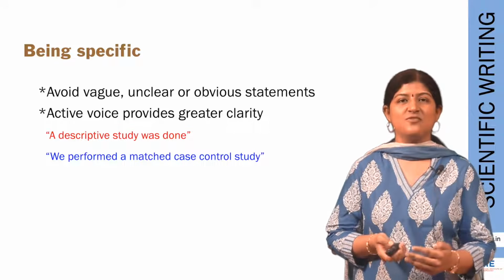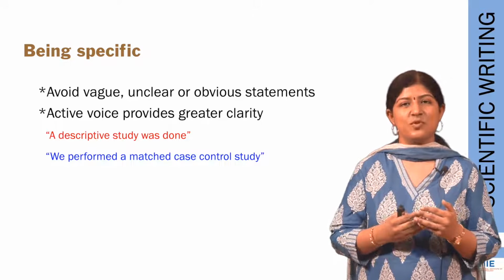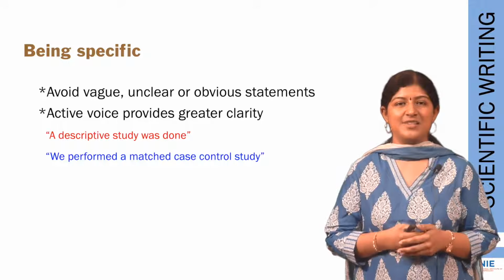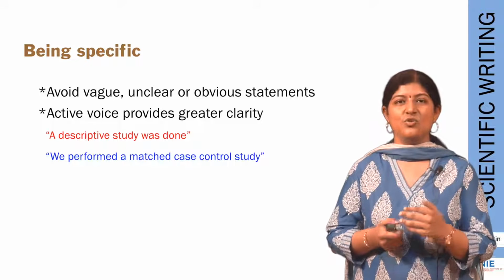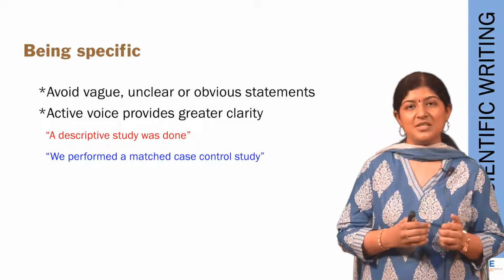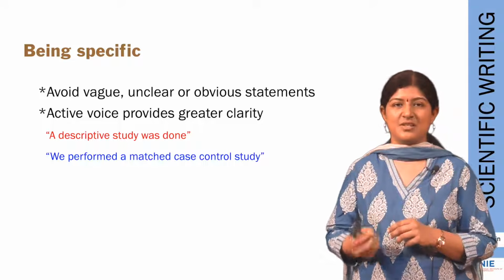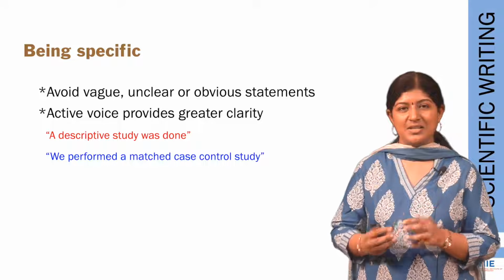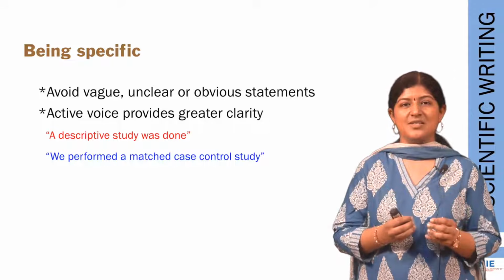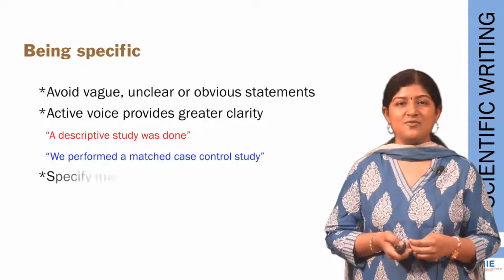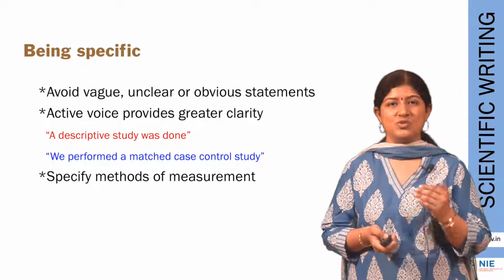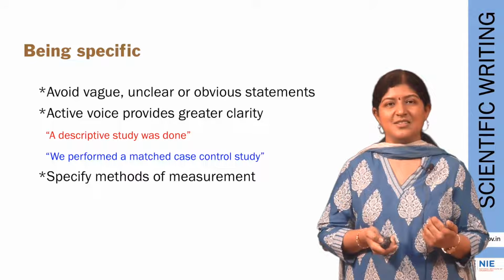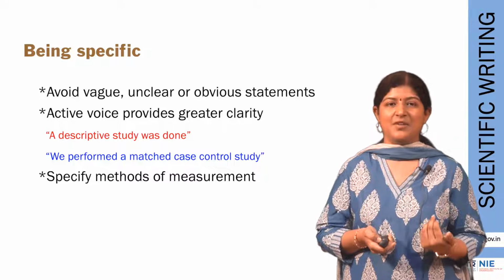Always use an active voice because an active voice provides more clarity. For example, instead of saying "a descriptive study was done," you could say "we performed a matched case control study." So this is a more clear one and also is written in an active voice. Specify the tools that you had used for measurement very clearly, because these tools could be used by other researchers who are working in the same area.